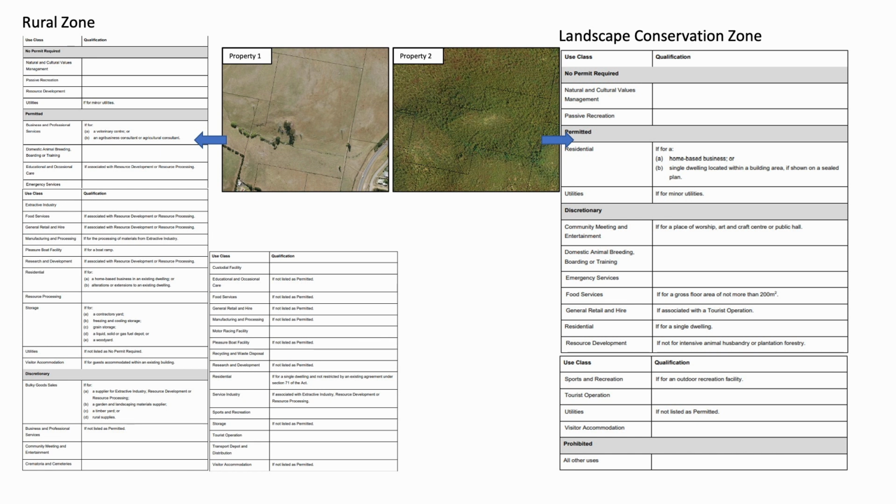The codes and the characteristics of the block don't change. The zone is the only thing that changes, but it's a name basically, and the same uses are generally either permitted or discretionary. So what can you do now?